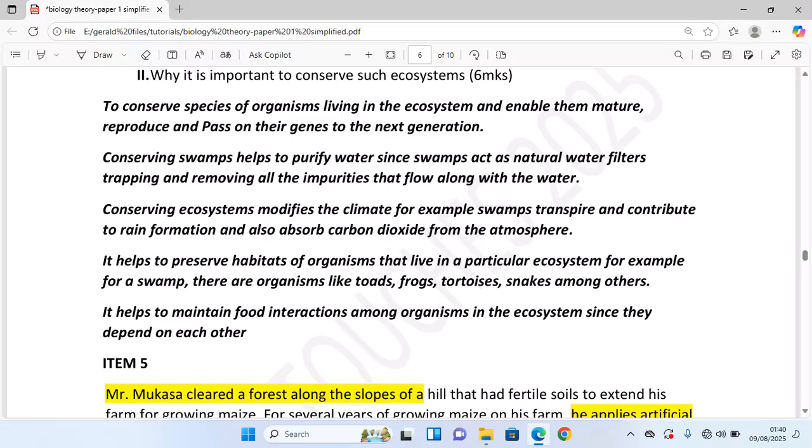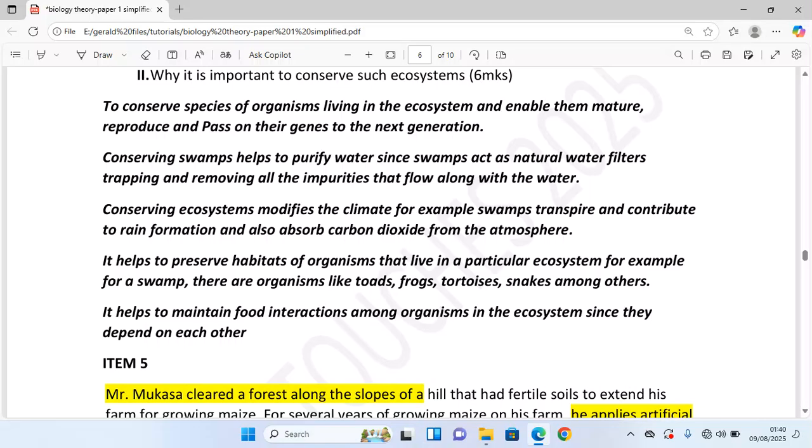For instance, here we are saying, it conserves species of organisms living in the ecosystem and enables them to mature, reproduce, and pass on their genes to the next generation. That one prevents their extinction. Another one we see, conserving swamps helps to purify water, since swamps act as natural water filters. See that? Trapping and removing all impurities that flow along with the water. So that is what we are looking at.